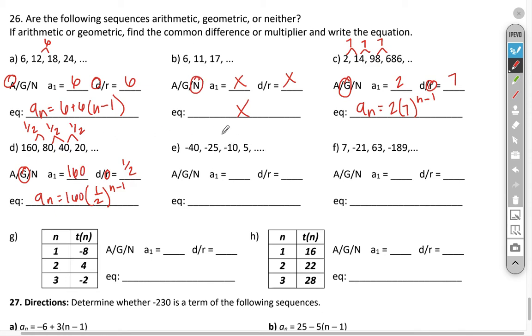These are smaller changes, so I'm going to start with arithmetic. So 5 minus negative 10, that's 5 plus 10, that's 15. Negative 10 minus negative 25 is negative 10 plus 25, also 15.